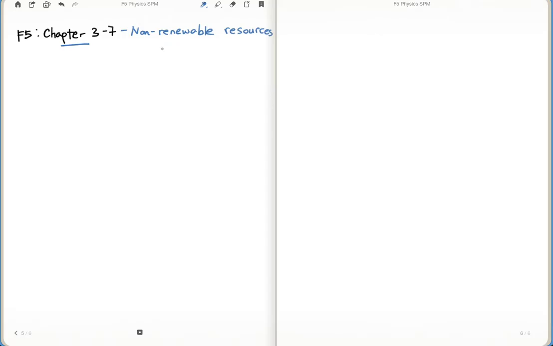So this serves as an introduction so that it helps you with your reading at home, especially when you are preparing for your SPM examination by the end of the year.